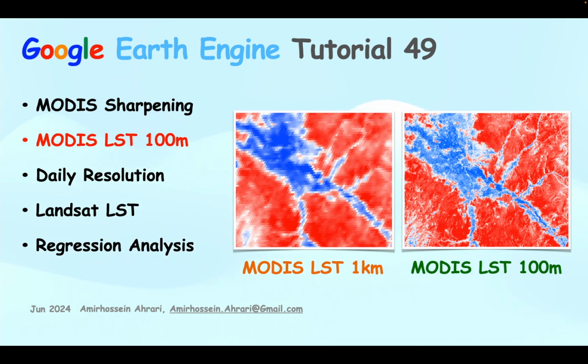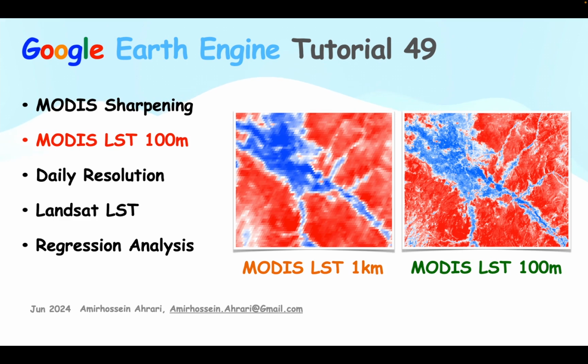As you know, the MODIS LST product provides 1 kilometer spatial resolution, but through the combination, data fusion and regression analysis, we can improve its spatial resolution from 1000 meters to 100 meters, thanks to making a relationship between MODIS and the Landsat LST data. Now, in this tutorial, I'm going to show you how to produce daily LST data with 100 meter spatial resolution.